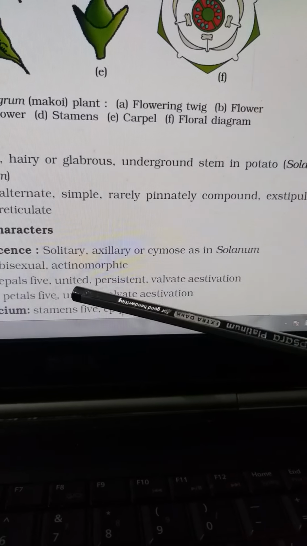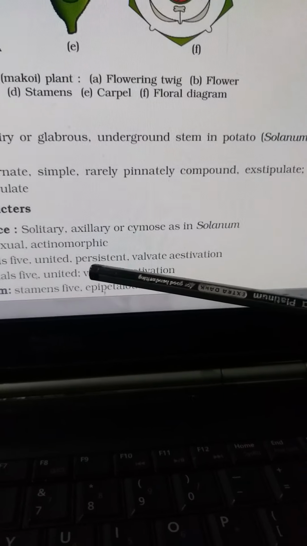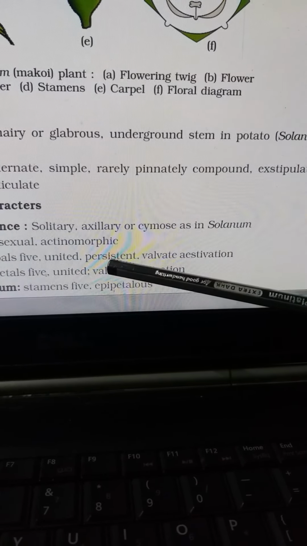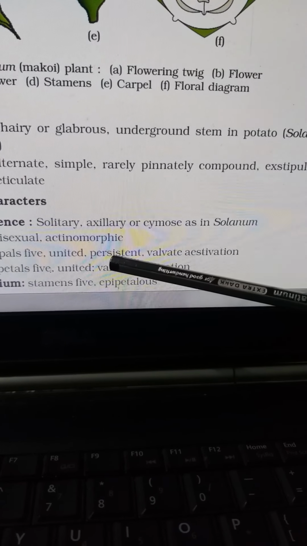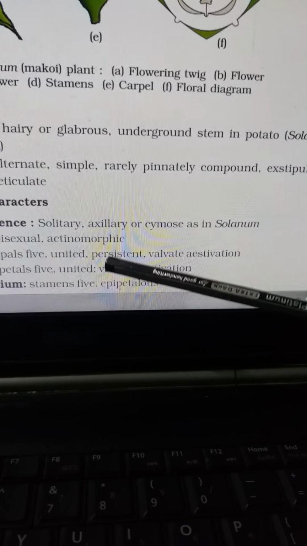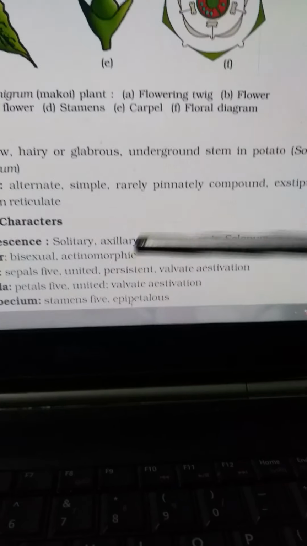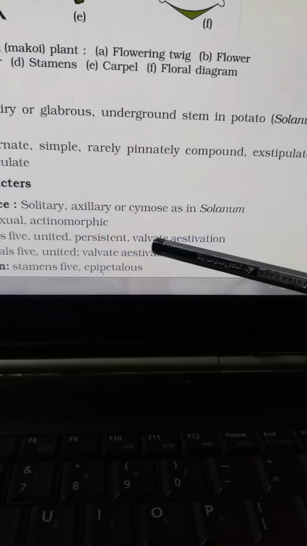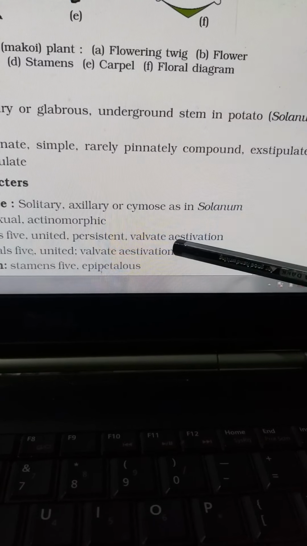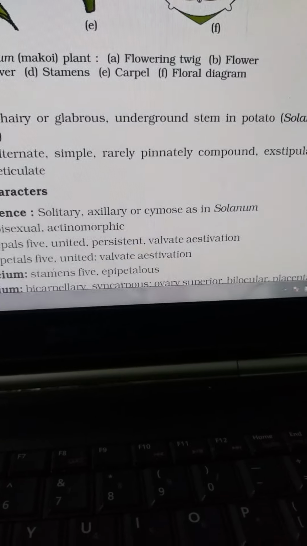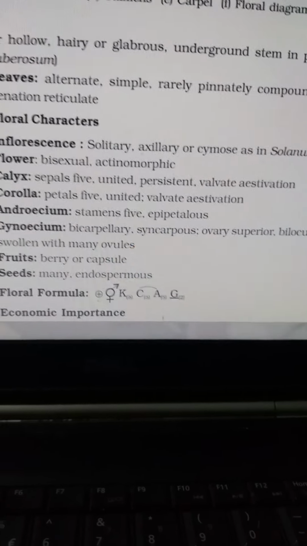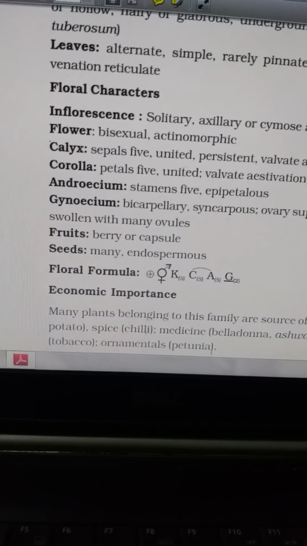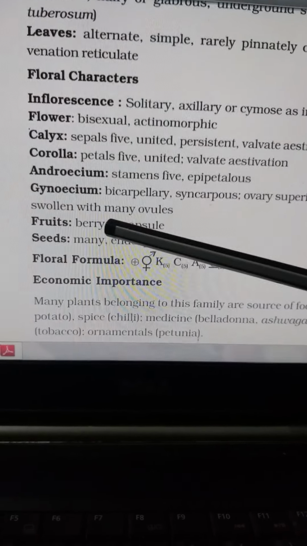Sepals are 5, united. United means gamosepalous. The calyx is persistent, that means it is present along with the fruit. For example, if you see a brinjal, the calyx is already there at the end of the brinjal, and the aestivation is valvate. What is valvate? They are in a circular fashion and non-overlapping. That is valvate. Then androecium: stamens are 5, and epipetalous, that means they are attached to the petal.